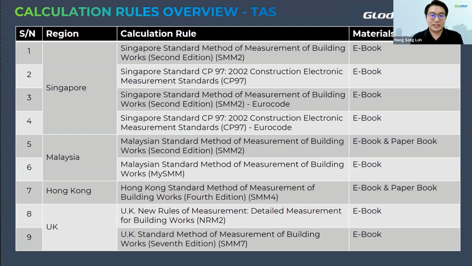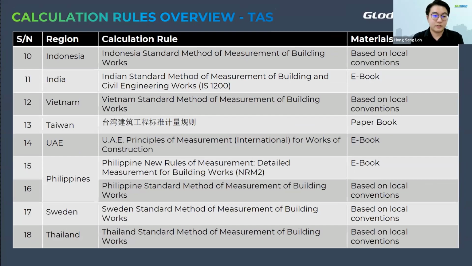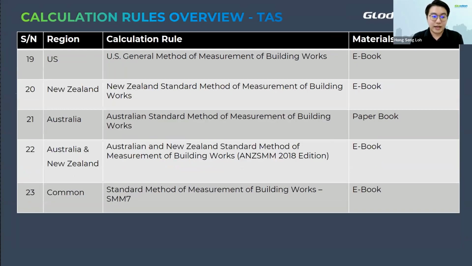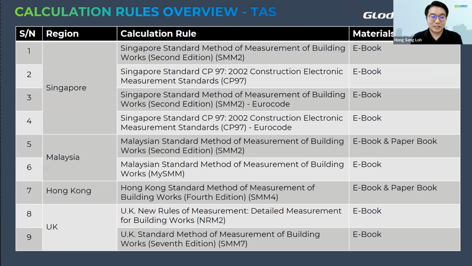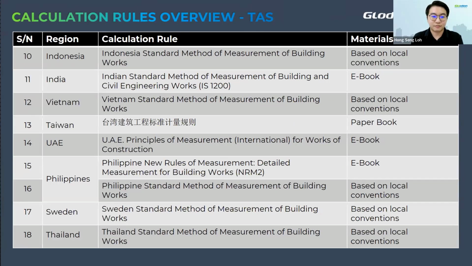So just now, like I said, our Cubic Cost has embedded different kinds of measurement rules. Here you can see the calculation rules: Singapore, Malaysia, Hong Kong, UK, Indonesia, India, Vietnam, Taiwan, UAE, Philippines, Sweden, Thailand, US, New Zealand, Australia. According to our own region, we'll be using our own calculation rules. Just like me and my partner, we are from Malaysia, so we'll be using the Malaysia calculation rules.